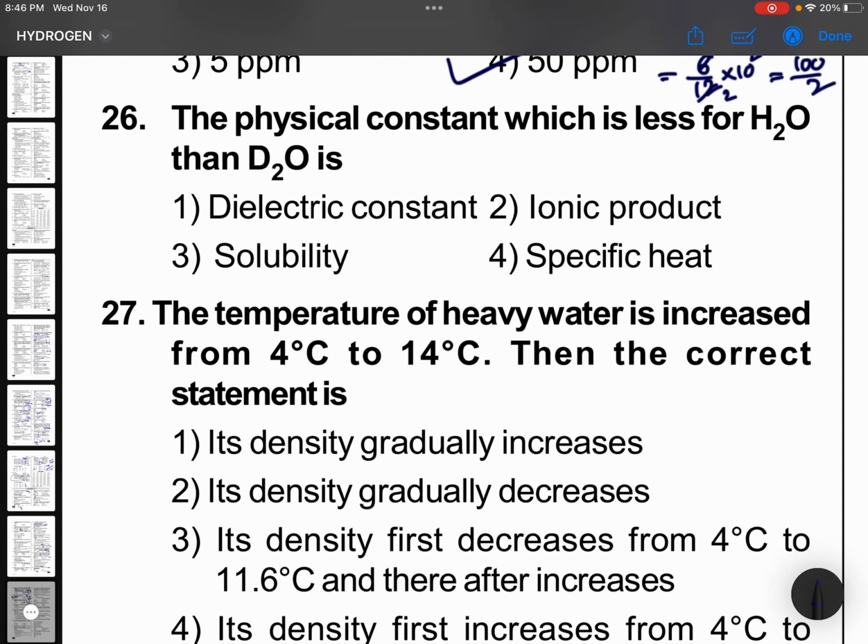The physical constant which is less for water than D2O is asked. Okay, water has a greater dielectric constant value. Water has a greater ionic product. Water has greater solubility than D2O. Specific heat is less for water, so this is your answer.